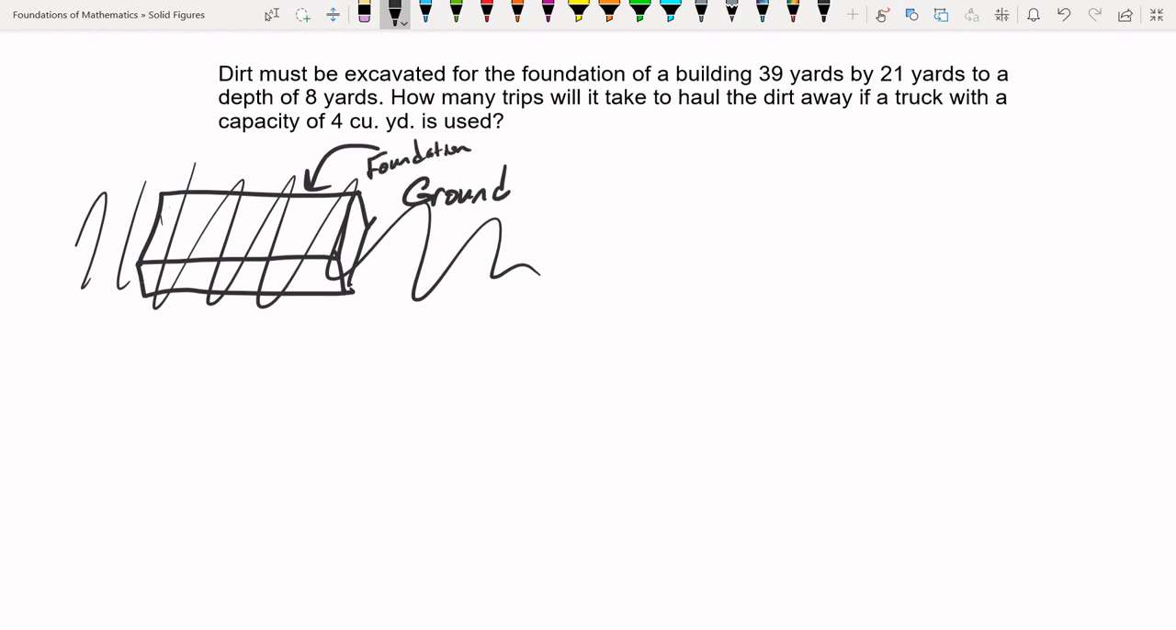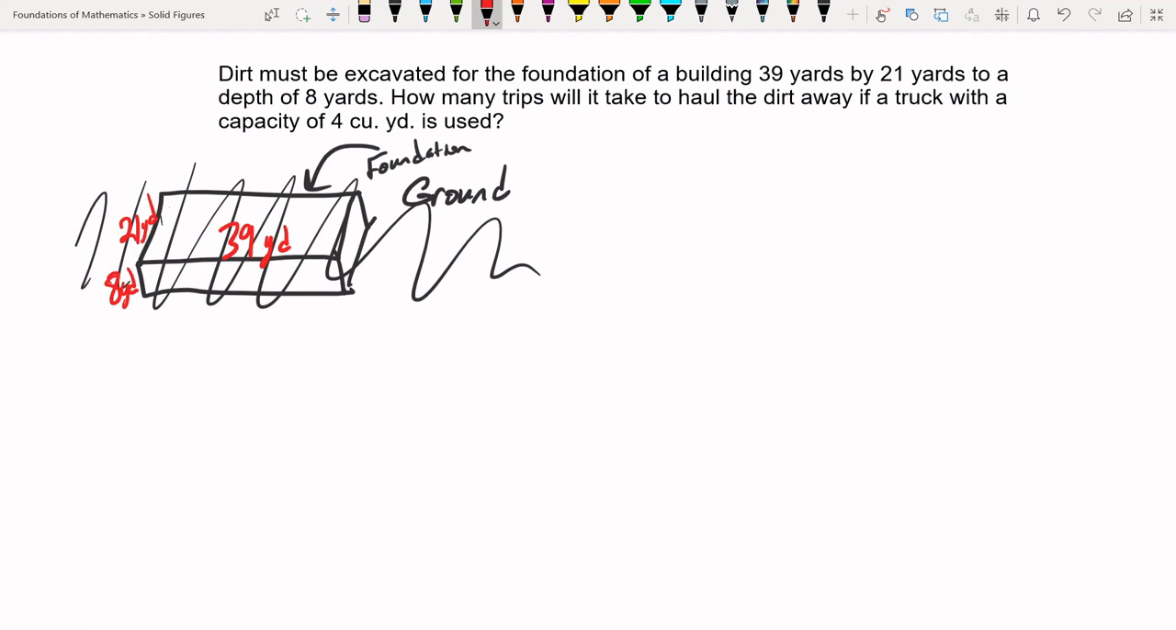Now it says that it has a length of 39. Let me do this in a different color here. There's a length of 39 yards, 21 yards, and then it's 8 yards deep. So this rectangular prism here is just a lot of dirt. Now we have a truck that has a capacity of 4 cubic yards that can haul away the dirt.